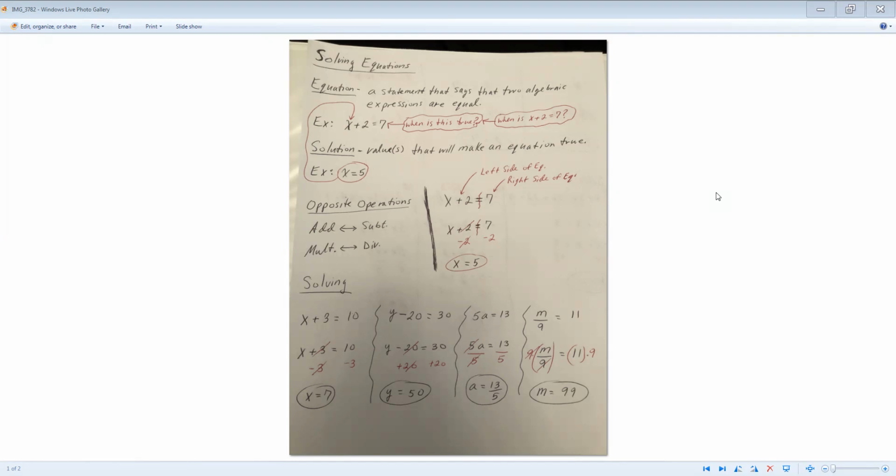So whenever you're trying to find a solution for an equation, you should be asking yourself the question, when is this equation true? Or in other words, specifically, when is x plus 2 equal to 7? So the answer for us will be when x is equal to 5.